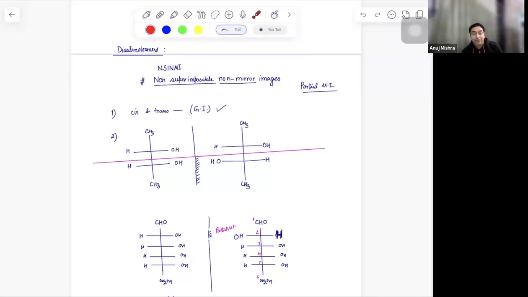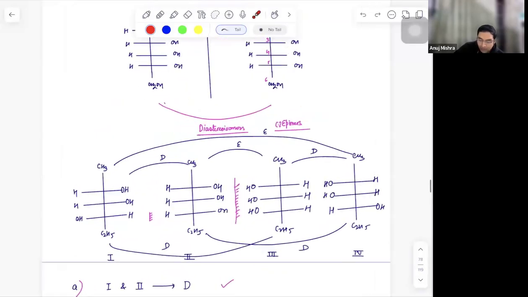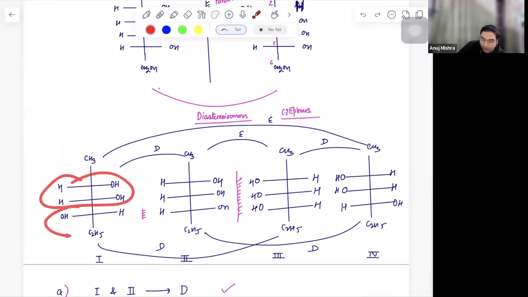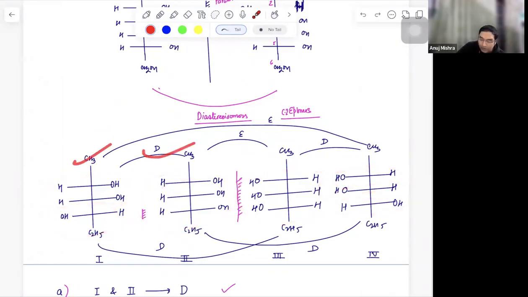Cis and trans are geometrical isomers, but they are also known as diastereoisomers because they are non-superimposable, non-mirror images. Hence, in a way, diastereoisomers. Look at this case. 2 hydrogens, 1 OH. 3 hydrogens. 3 OH one side. 2 OH, 1 hydrogen. Top is CH3. Bottom is C2H5.